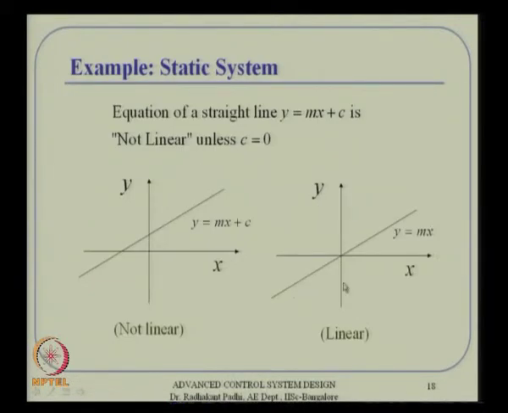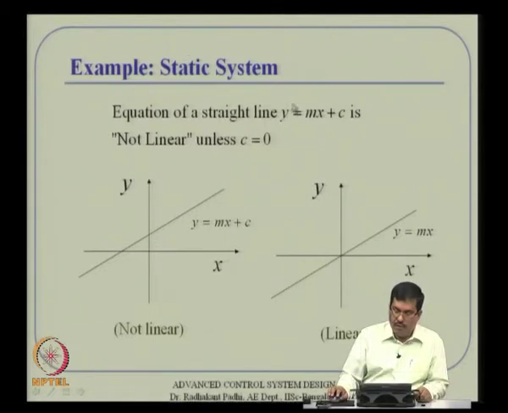Examples: there is a static system. If there is no dynamical system, but a static system in mind, then we can take this common example, y = mx + c. We all know that represents the equation for a straight line, and that equation for a straight line in general does not mean that it represents a linear system. You can see that y = mx + c is a linear system provided c is 0. If c is non-zero, it does not obey the principle of superposition.